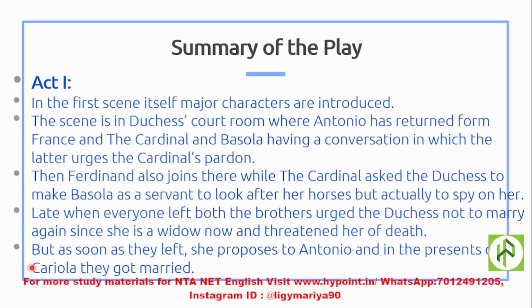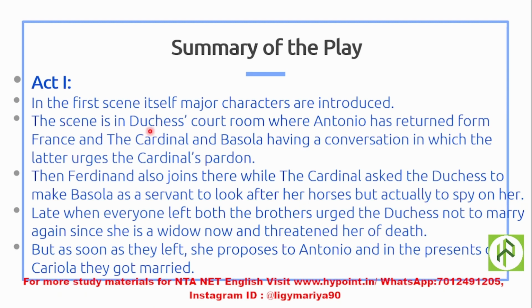Next, we will have the act-wise summary. There is no need to memorize everything scene-wise, but at least memorize what is happening in the story act-wise. First, Act 1. In the first scene itself, major characters are introduced, like we can see in every other Elizabethan and Jacobean play. In the first act, or even the first scene, major characters get introduced.